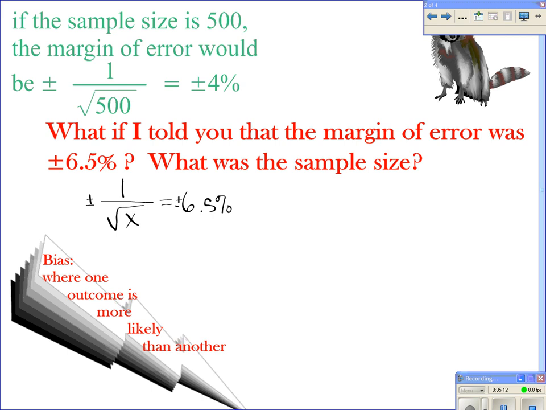6.5%. Now, when you put that into your calculator, how should you write that? So this as a decimal, and I'm going to ignore the plus or minus because it's on both sides. So really this is our equation and we're trying to figure out what x was. What did the sample size start out as? So what could we do to both sides? What should we do?